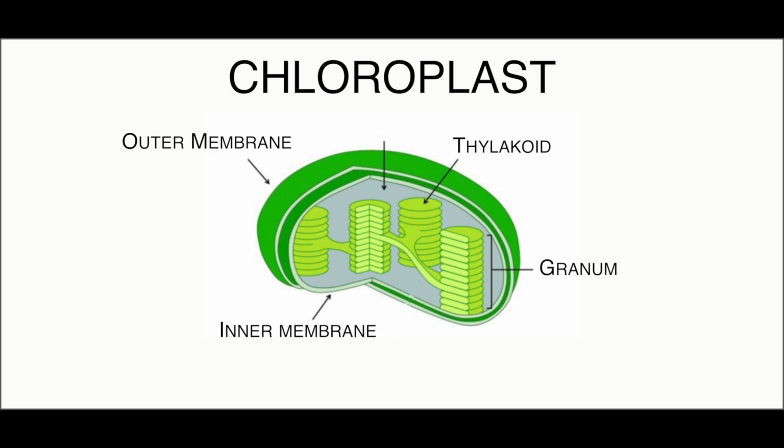Granum is a stack of thylakoid discs, and grana is multiple stacks of thylakoid discs. Stroma is the gel that surrounds the thylakoids, where the light-independent reaction takes place. Lumen is the gel inside the thylakoid. The CF1 particle, or ATP synthase, is where ATP is created.